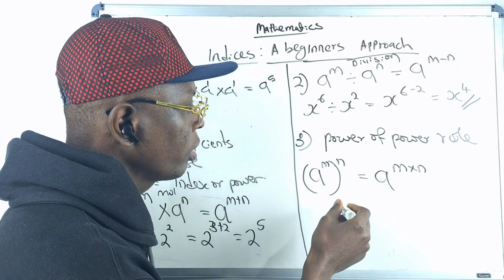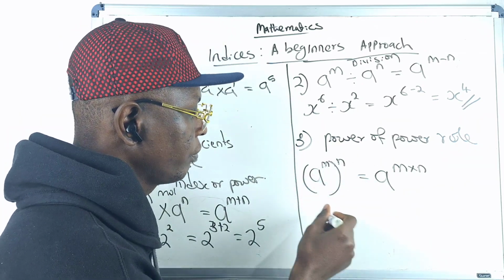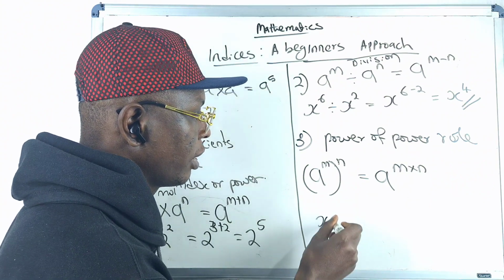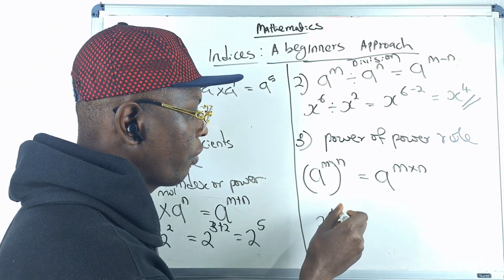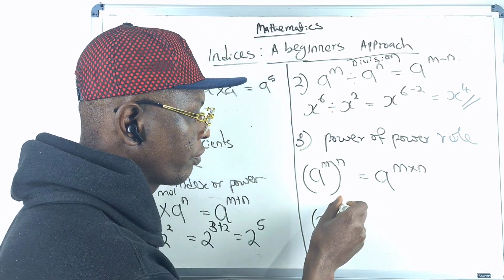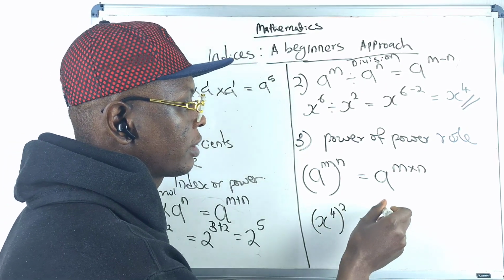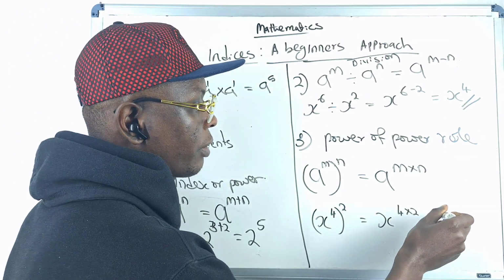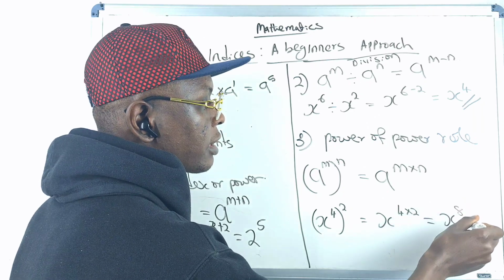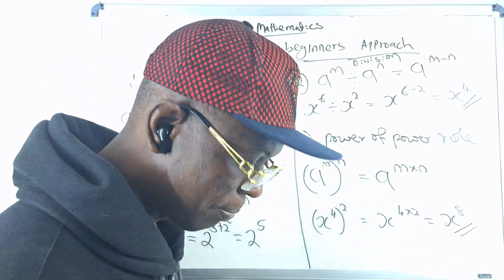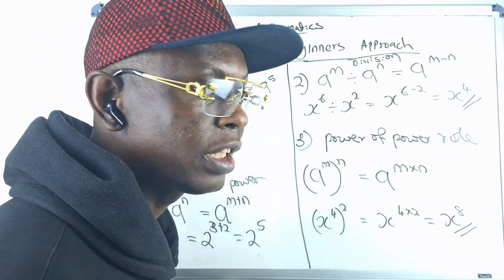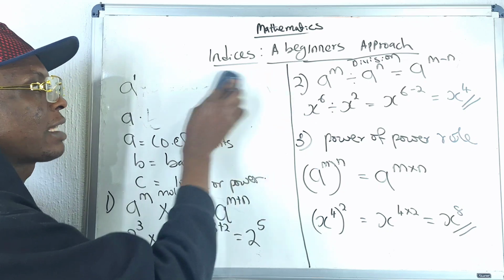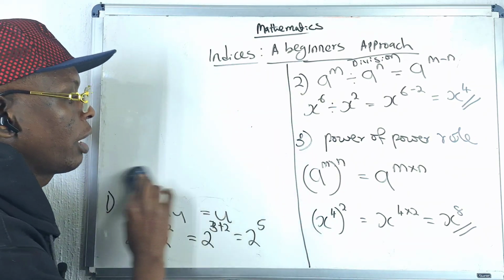Now, the rule holds in a scenario where maybe you have x raised to the power of 4, raised to the power of 2. This is the same thing as x to the power of 4 times 2, and you can represent it as x to the power of 8. So this is just a simple example of this rule. I'm just introducing the rules yet, so that when we start solving questions, we will not be asking how come.